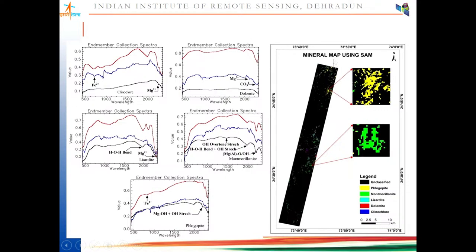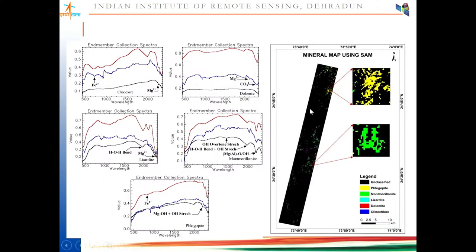Now there are different types of classification algorithms available, for example spectral angle mapper, then MTMF or SFF or SVM, like that. All these image classification algorithms can be used for the classification of the whole image using the characteristics, or the training sets we have provided in the form of spectra to the algorithm. So using this we have done the classification.